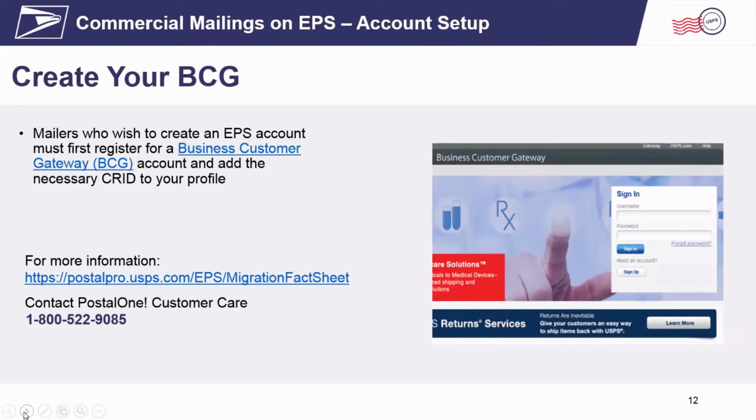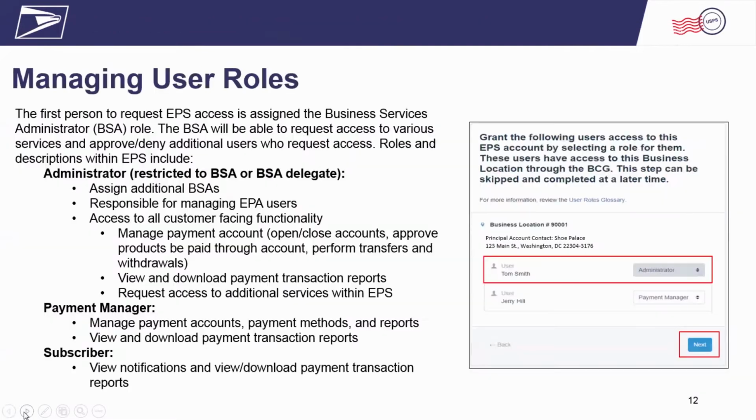I do want to emphasize that the first person that opens up the BCG account will be the Business Systems Administrator. And that also there are 2 security questions that will be asked during the registration process. So very important, managing your user roles, there's 3 different roles within EPS. You have an administrator role, which is restricted to a BSA or a BSA delegate. You have a payment manager, and a subscriber. So they're just different levels of access to the EPS account.